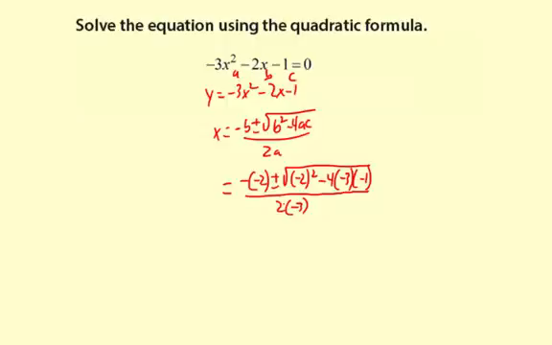In a situation like this, you need to be extra careful when you're simplifying with all these negative signs. It's very easy to make a negative sign mistake. So negative of negative 2 is simply 2. Plus or minus the square root of negative 2 squared, which is 4. And then 4 times negative 3 is negative 12, then times negative 1 is 12. So this is going to be 4 minus 12. Another way to look at it, negative 4 times negative 3 is 12, and then times negative 1 is negative 12. So you can subtract 12 that way.